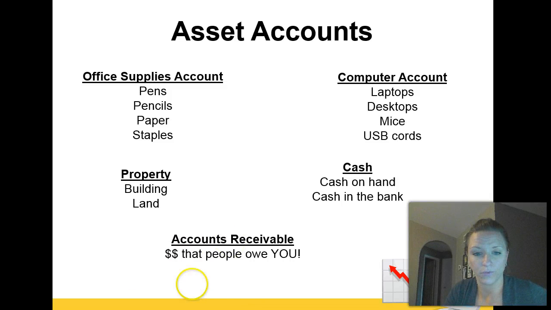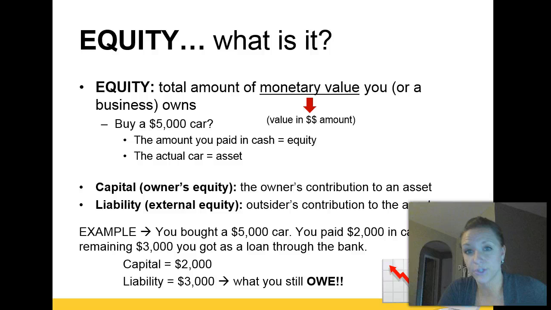and they still owe you for that. That's called accounts receivable. We'll talk more about that later on. But these are different types of asset accounts that we're going to be working with, because it's really important that we label our accounts and we know exactly which account we're taking money from and putting money into, and so on and so forth. Okay, so that was the term asset.